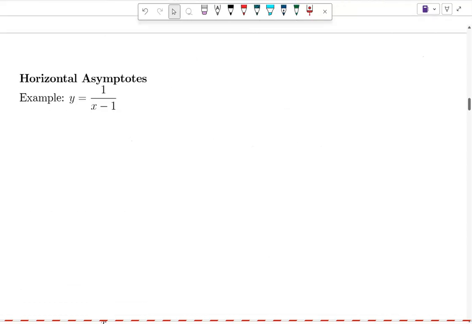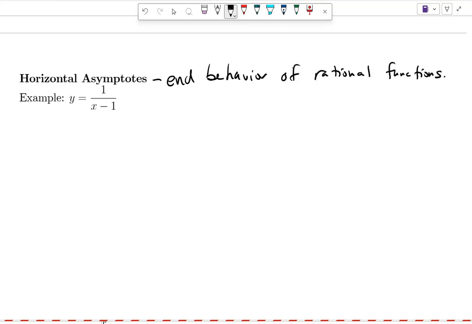All right. Well, let's talk about horizontal asymptotes now. Horizontal asymptotes, this is basically end behavior of rational functions. That's what we're really interested in. Remember we talked about end behavior for polynomials? By the way, what did you look at again to figure out end behavior of a polynomial? Which term were you interested in? The highest degree term, exactly right. We're looking at the highest degree term. That's going to come into play with rational functions as well. Okay?